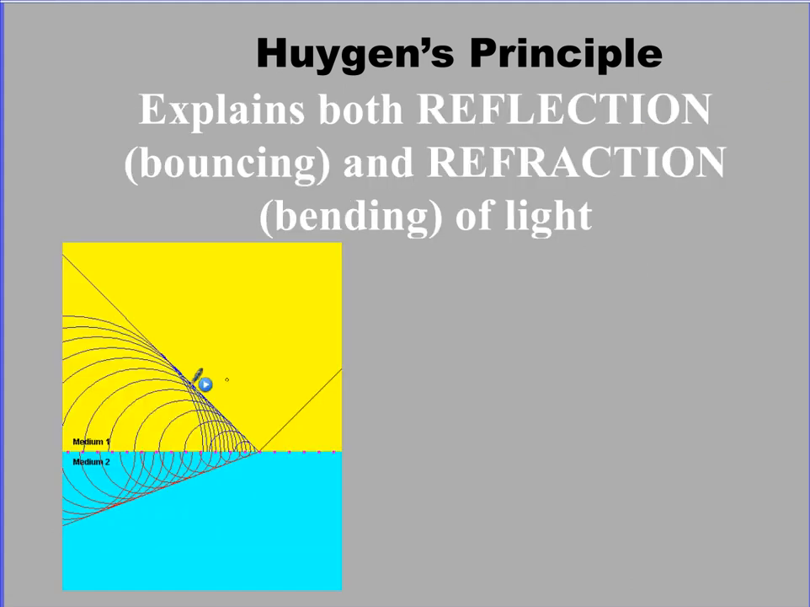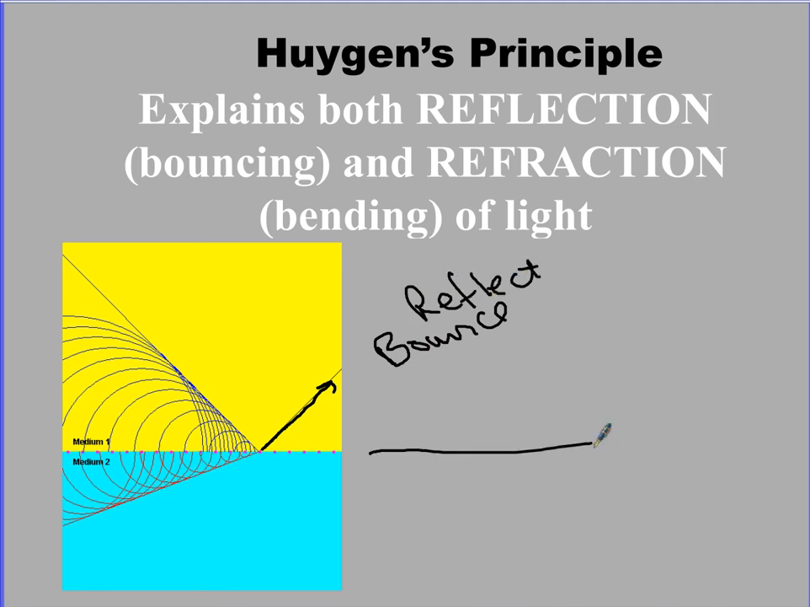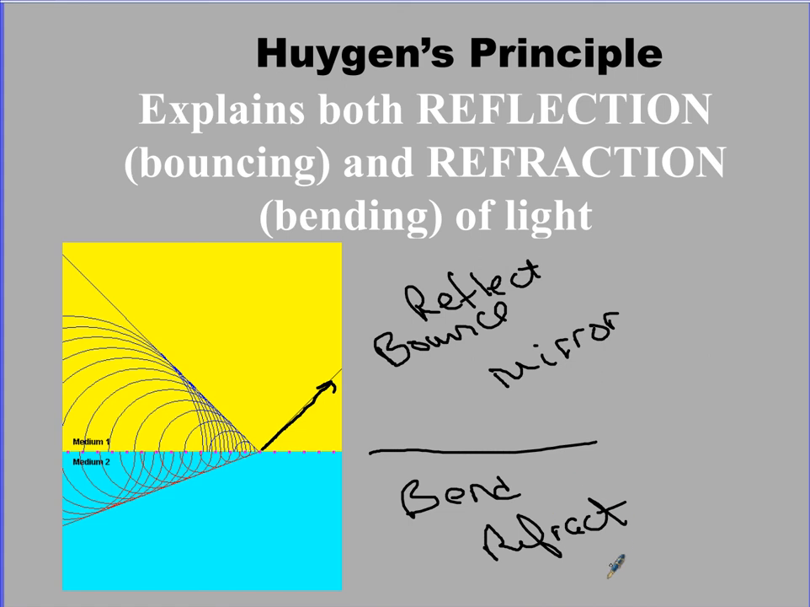Huygens' principle can explain both reflection and refraction. So my light is coming in and it's reflecting. Remember, it's reflecting off at the same angle. Reflecting is to bounce. This is mirrors. This is our geometric optics. Or refract. Refract means to bend. And this is, of course, lenses.